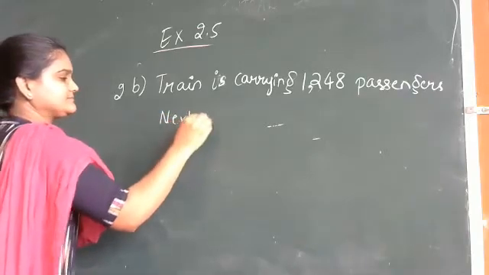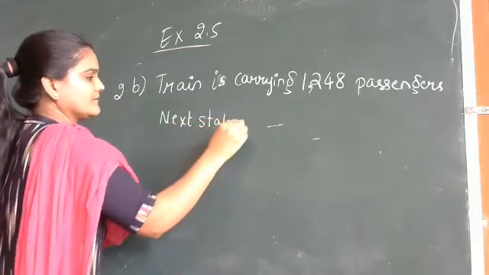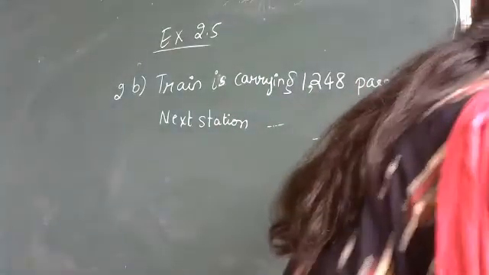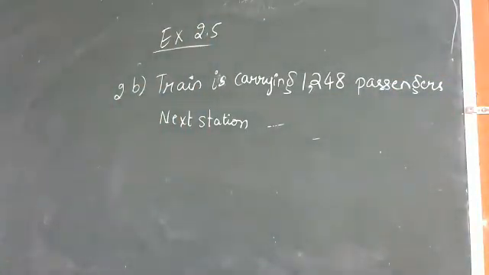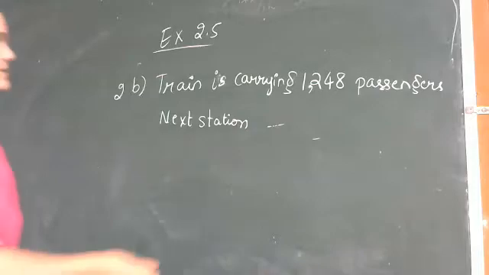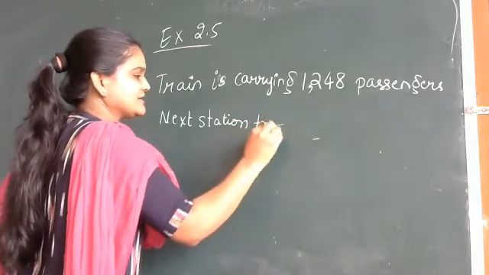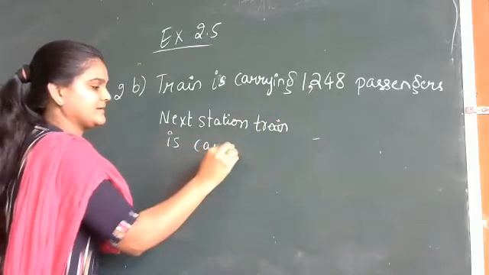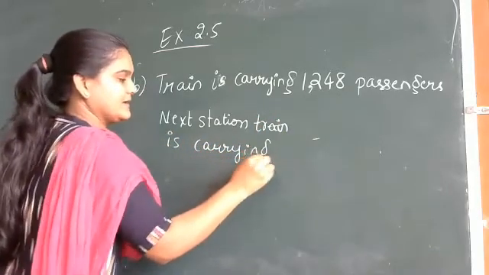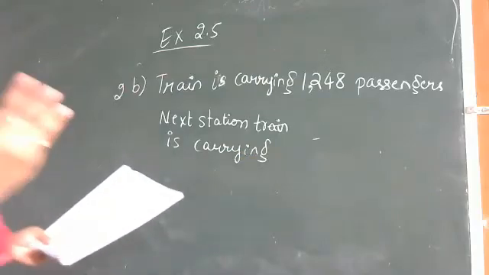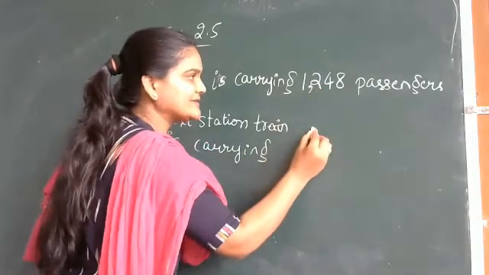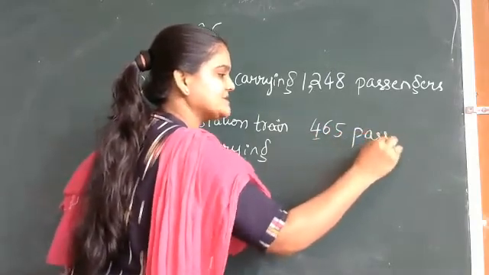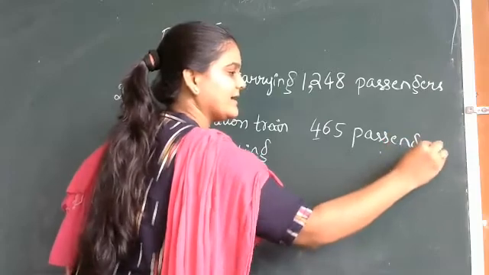Next station. In the next station, what is the number of passengers? Just see, next station, train is carrying. Yes, it is a three-digit number, so what will you do? You will write it from the three-digit, 465 passengers. Okay?